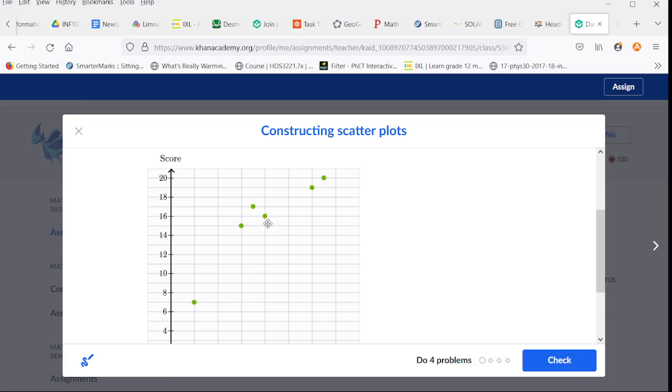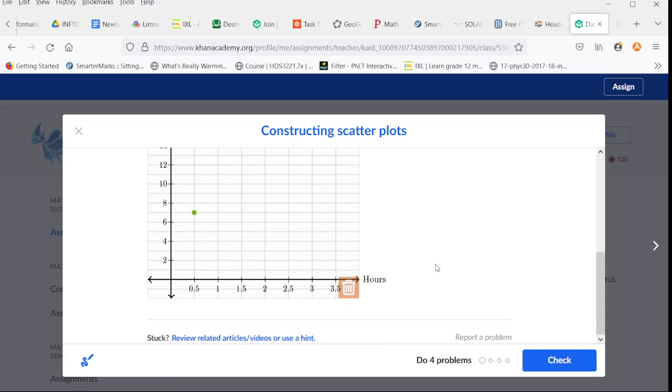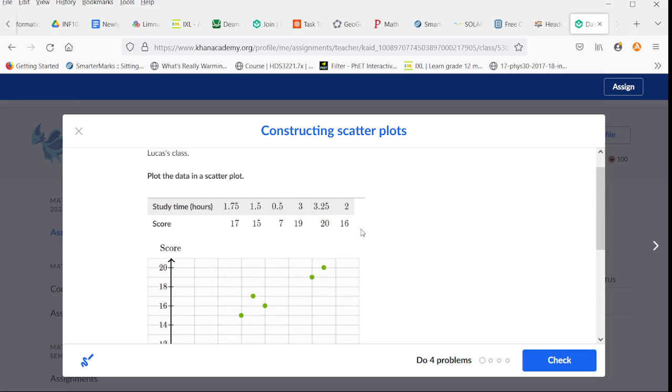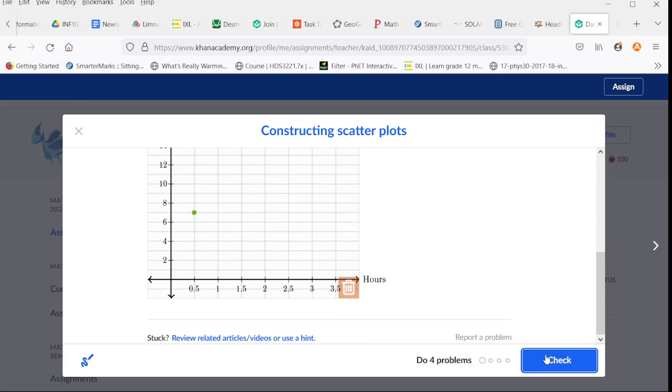So for some reason, when we're that close, it didn't let me click. I had to click over here and then drag that point over. So we can move them. But yes, we had to move that point to get it to fit. So here is our scatter plot.